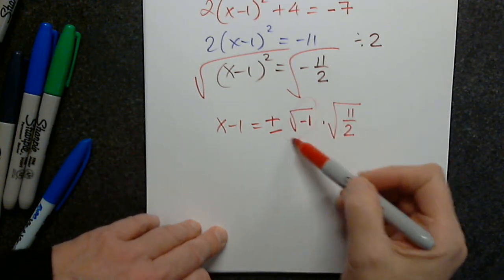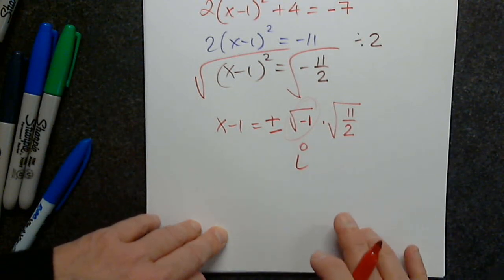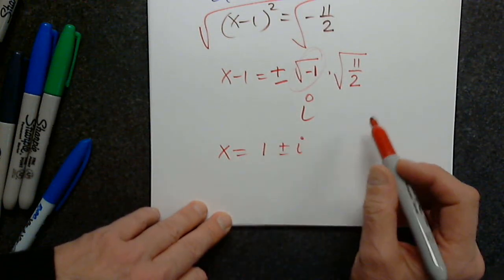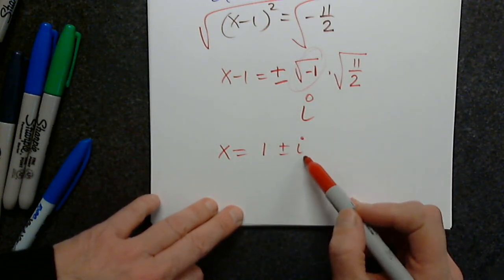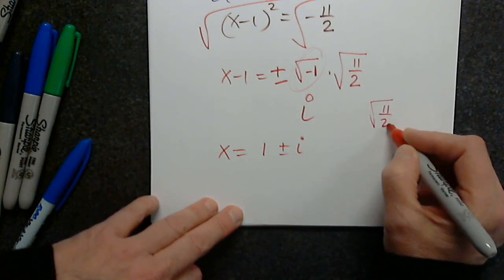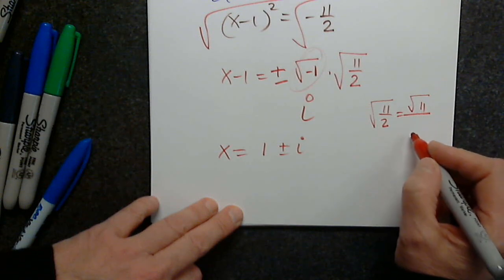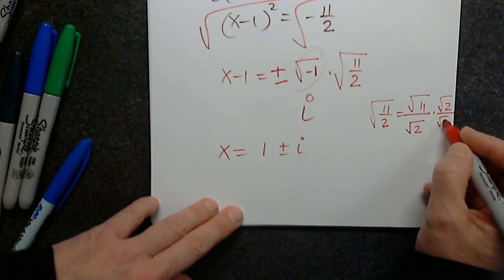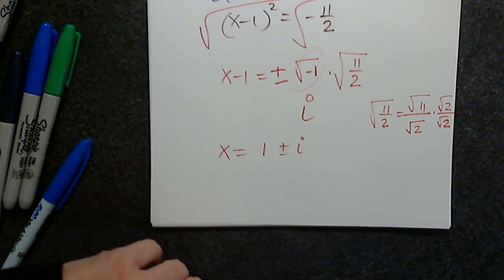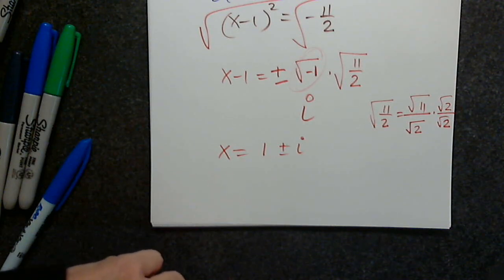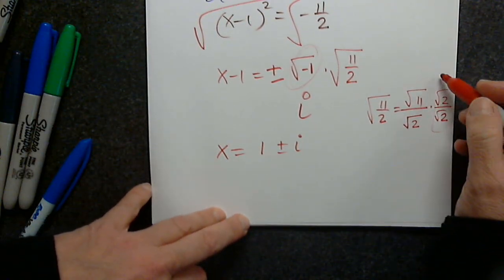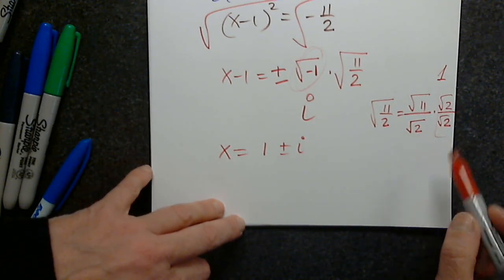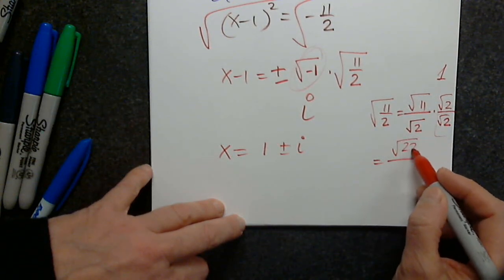But we know that the square root of negative 1 is i. So x equals 1 plus or minus i, and we should rationalize this before I put it in. So the square root of 11 divided by 2 is the square root of 11 over square root of 2, and we multiply by the square root of 2 and divide by the square root of 2. Rationalizing. So this is 1. But the square root of 2 will rationalize the 2 in the denominator. So when you multiply, you get the square root of 22 over 2.